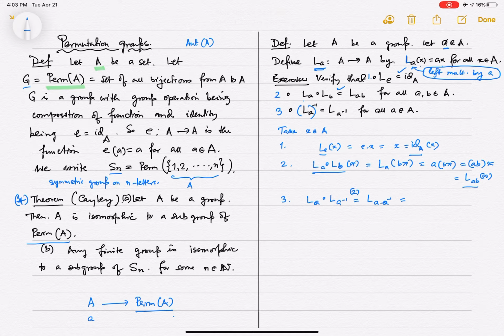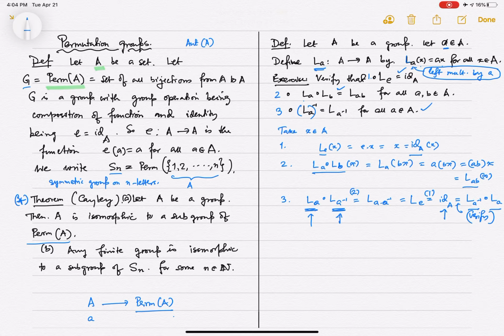But A times A inverse is identity, so L sub identity. But we just checked that L sub identity is the identity function. And you can verify that if you compose them in the other order, like this one first and then that one, you also get the identity. Verify this. Same verification. But this tells you that this function and that function composed together gives you the identity function in either order. But that exactly means that this guy is the inverse of that guy. That's what inverse functions mean. So that's why 3 is true.